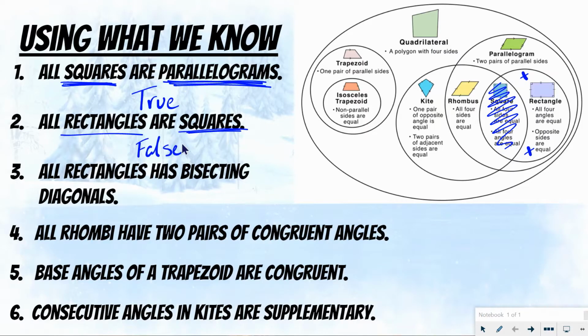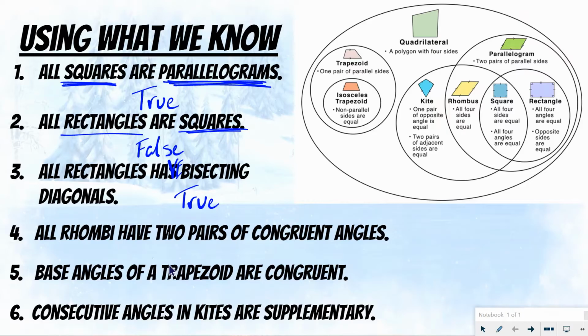All rectangles have bisecting diagonals. Well, right away, parallelograms have bisecting diagonals, and all rectangles, every single rectangle is contained inside that group of parallelograms, so that is true. If it's a trait of a parallelogram, then it's inherited down into these smaller groups inside of the parallelogram, into these subsets of that bigger set of shapes.